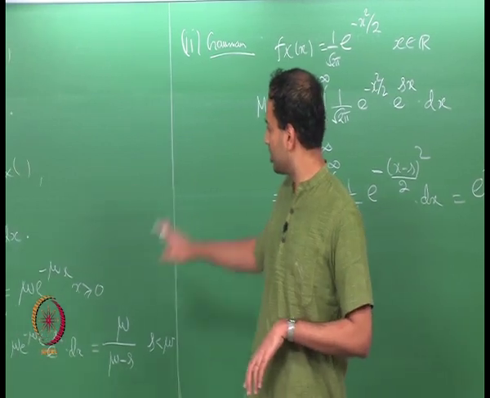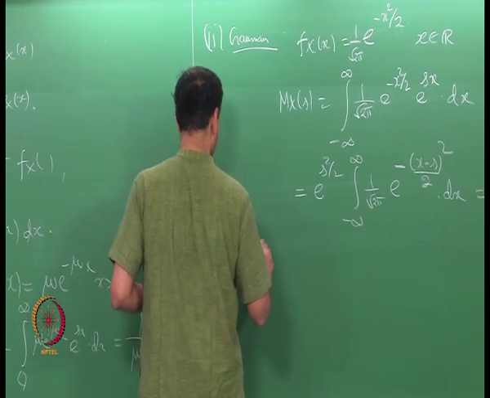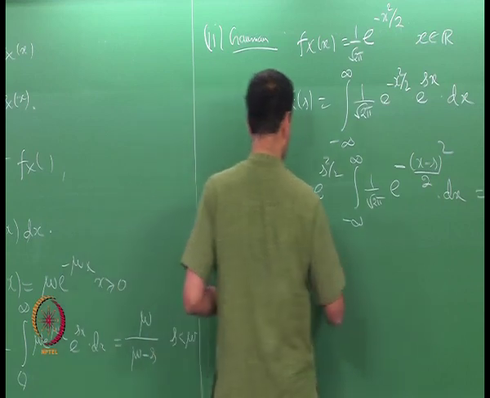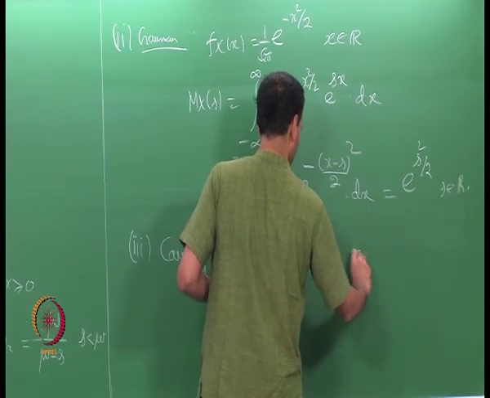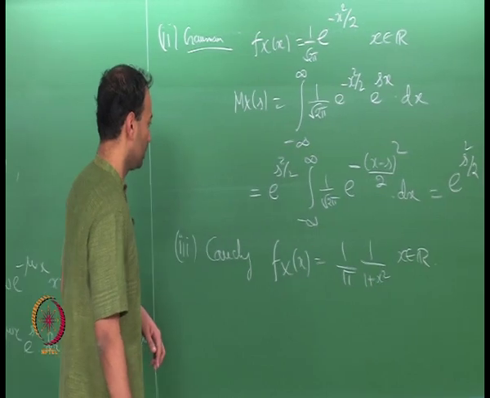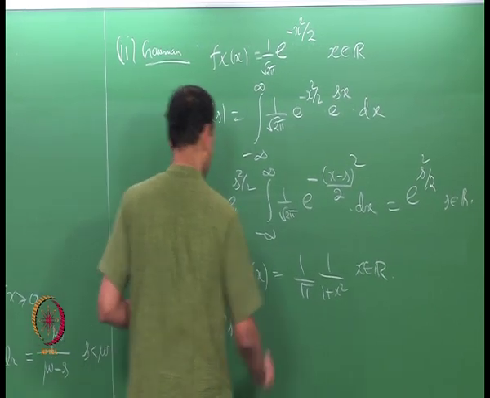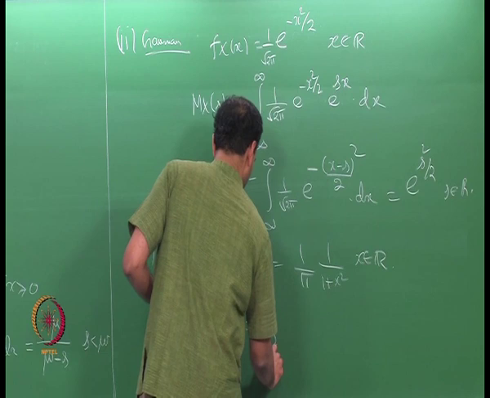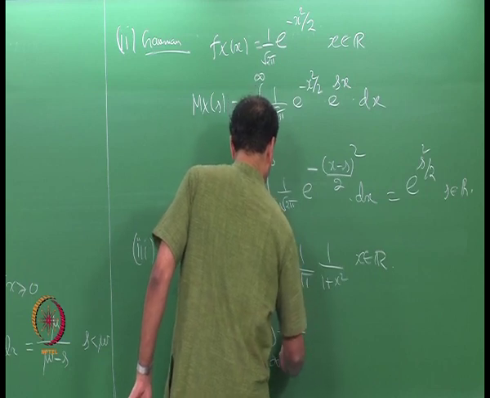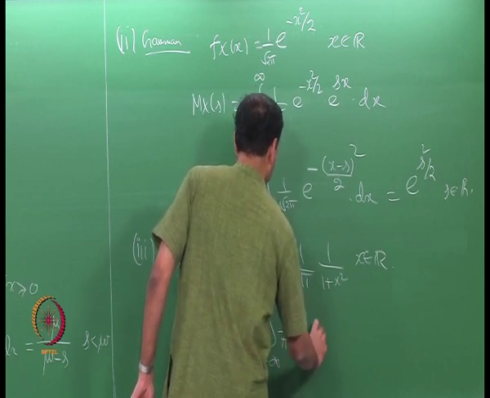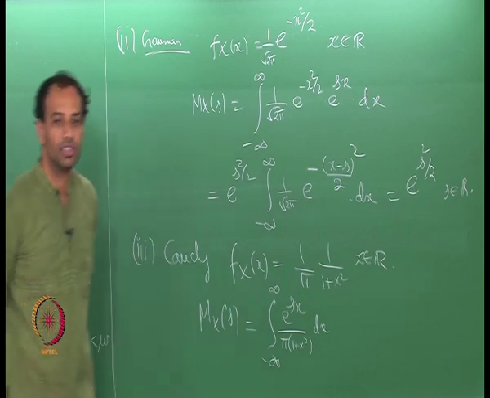So that is exponential, this is Gaussian, and finally let me do Cauchy. If you have f_X(x) equal to 1 over pi times 1 over (1 plus x^2), x in R. Now, you try to do this integral, M_X(s) equal to the integral from minus infinity to infinity of e^(sx) over pi times (1 plus x^2) dx. Now, what happens in this case?